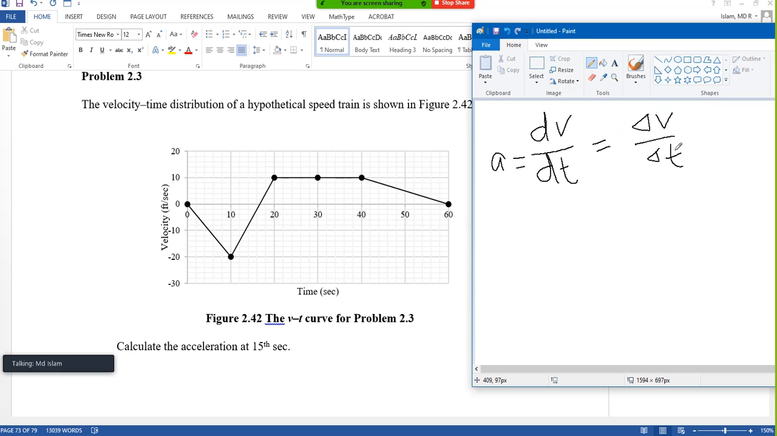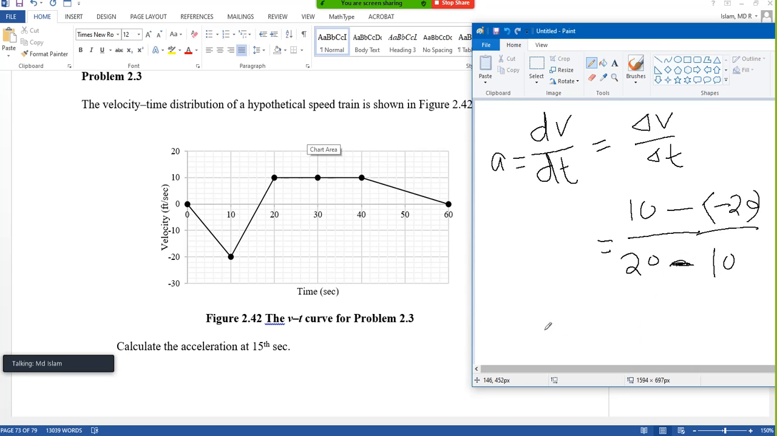Now at 15 seconds, where is 15 seconds? It is roughly at the middle here. How to find the slope? Delta V divided by delta T. So what is my delta V? My V went to 10 when the time was 20. My V was how much here? Minus 20, when my time was 10.